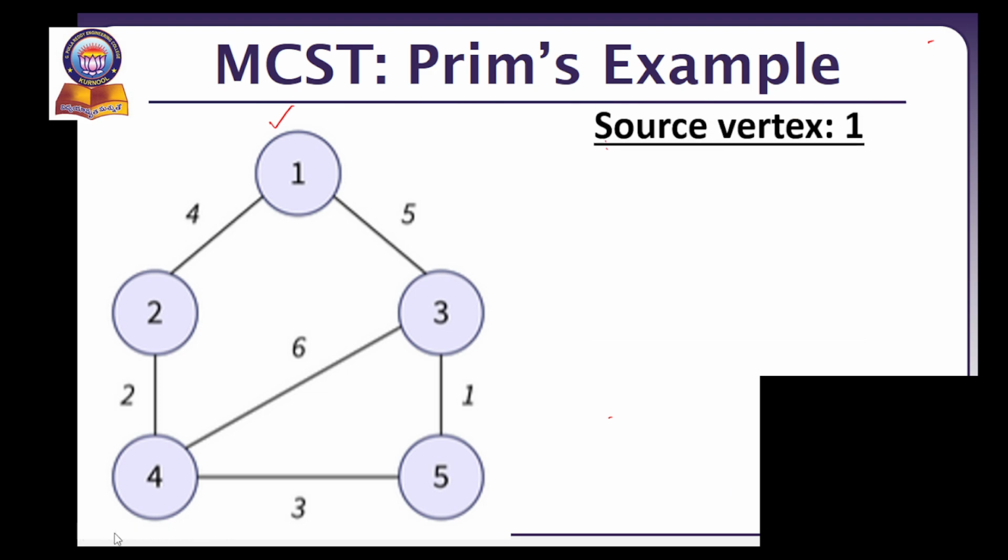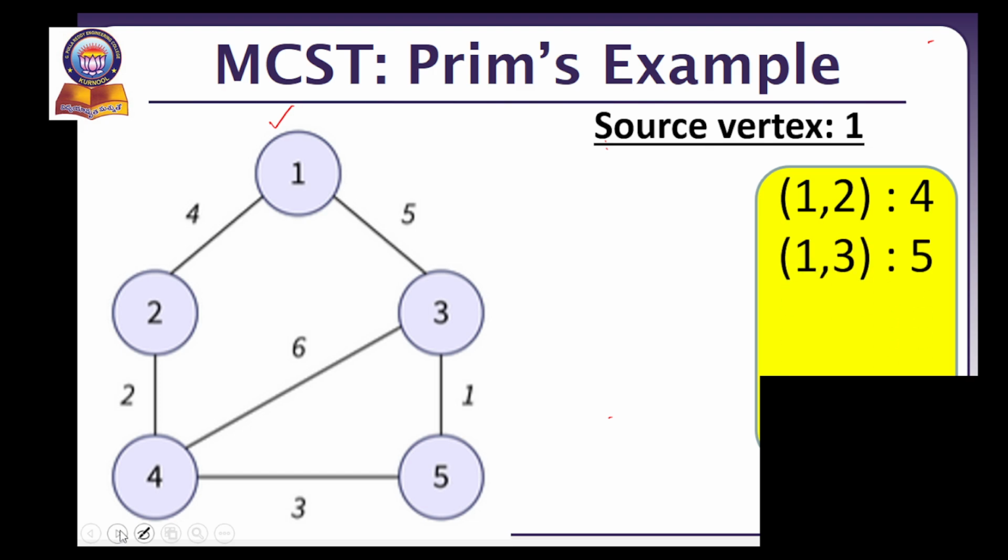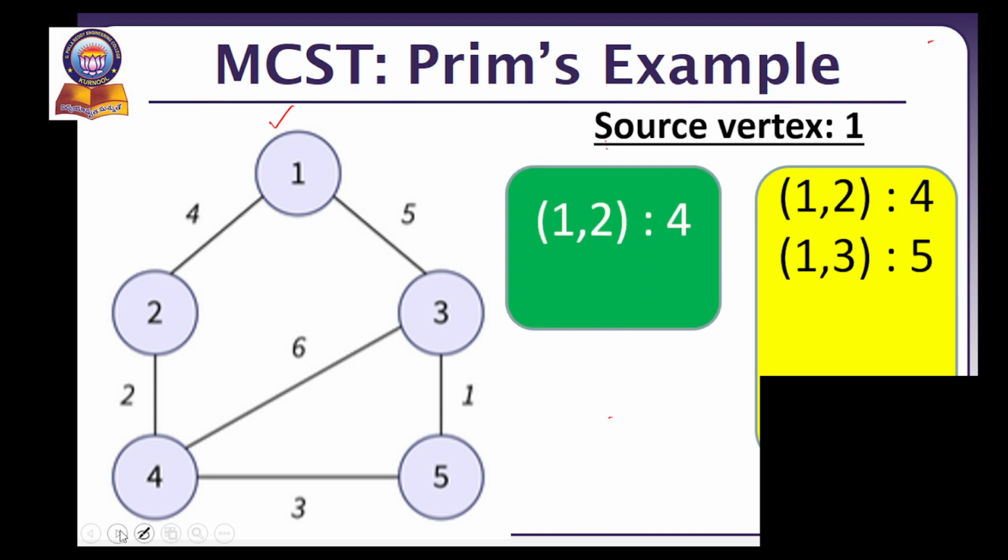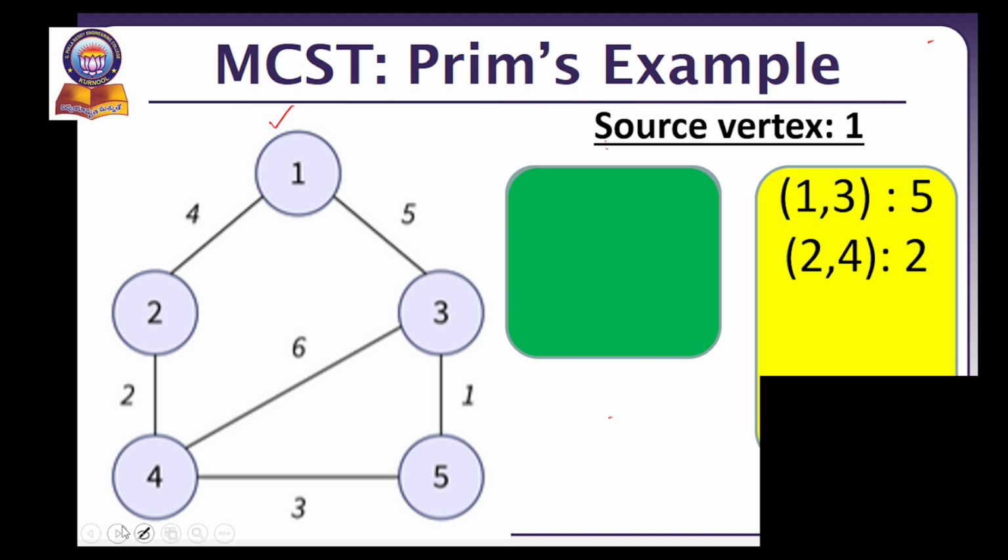So the source vertex that you have considered is 1, and the other possible edges are 1 comma 2 with the edge cost equal to 4, and similarly 1 comma 3 with the edge cost equal to 5. Between these two, the minimum is 1 to 2 with the edge cost 4. From the previously explored vertices, we have 1 to 3 with the edge cost 5, and 2 to 4 with the cost equal to 2. Between these two, the minimum is 2 comma 4 with the edge cost equal to 2.